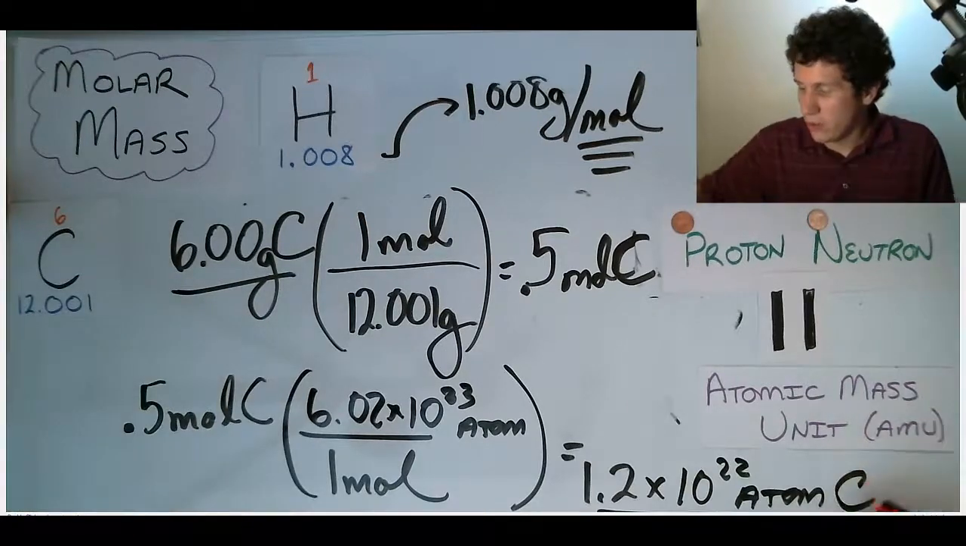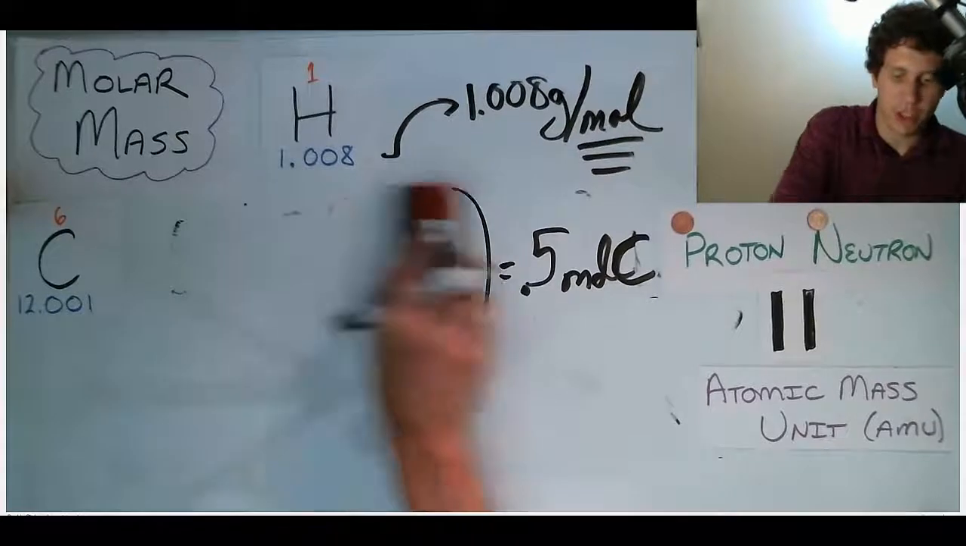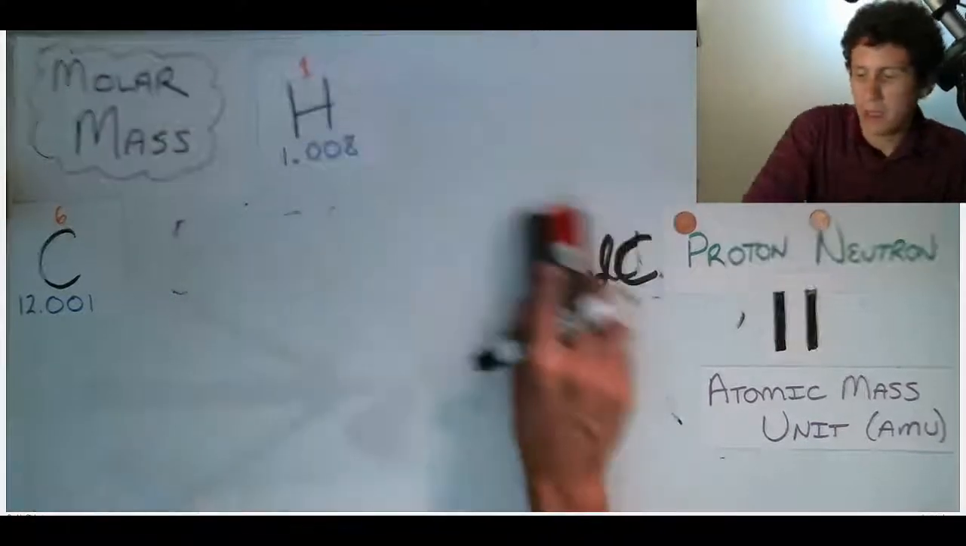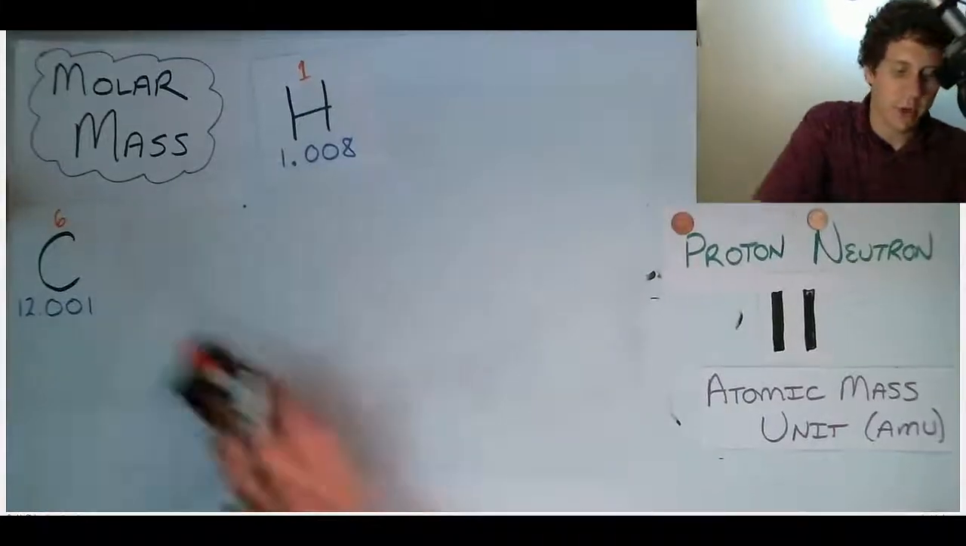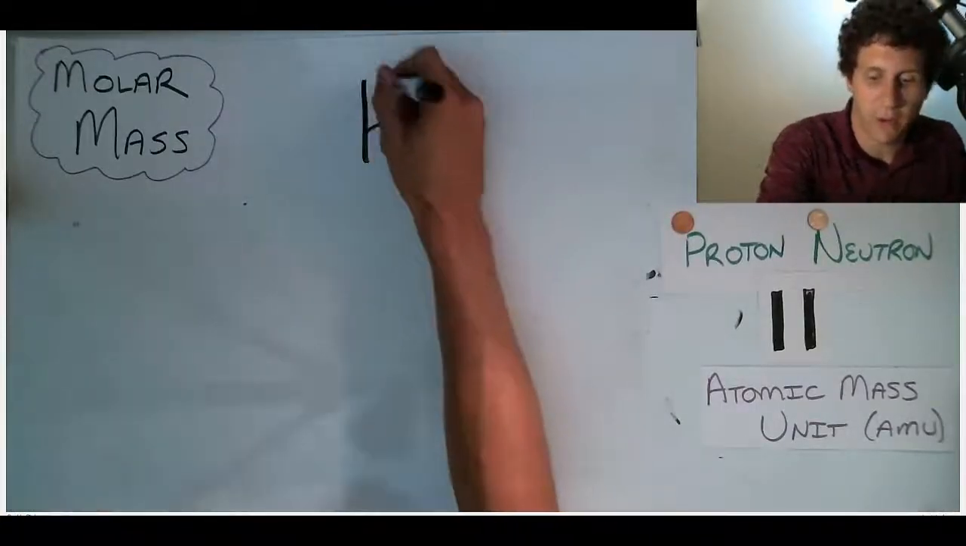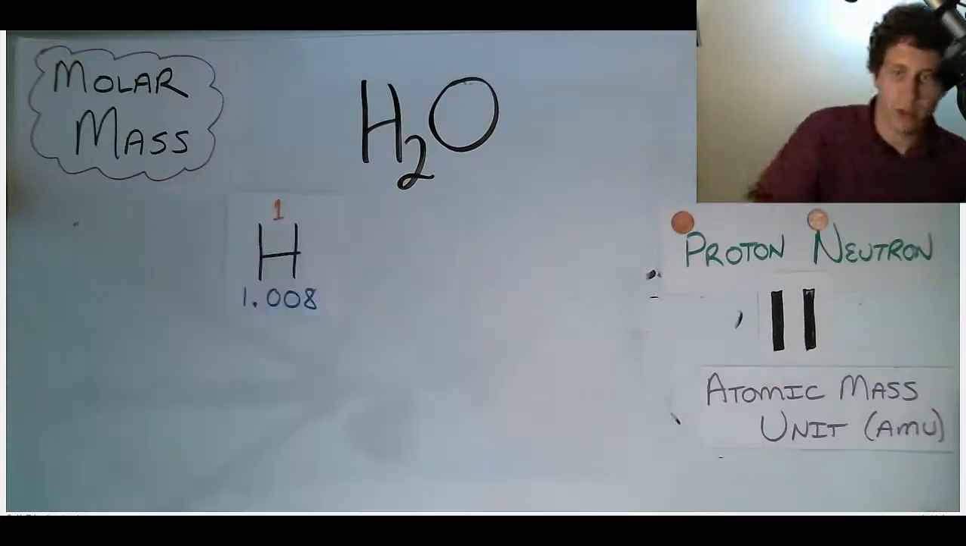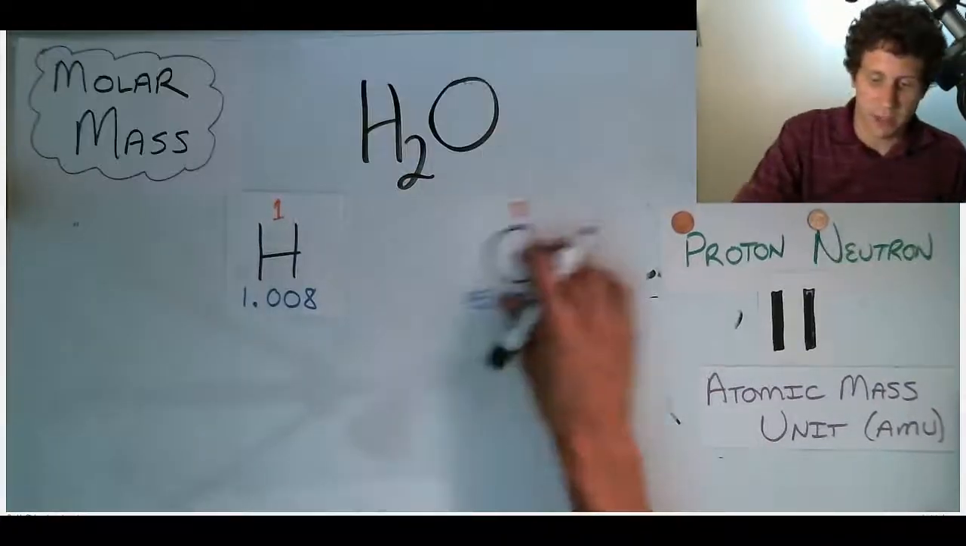Now, what do I do if I have more than just an element? It's pretty rare that we're dealing with just hydrogen or just carbon. So we also have to be ready to deal with things like compounds. So let's say I have something like our good friend H2O. H2O is made of hydrogen, which we've already seen, and a little bit of oxygen.